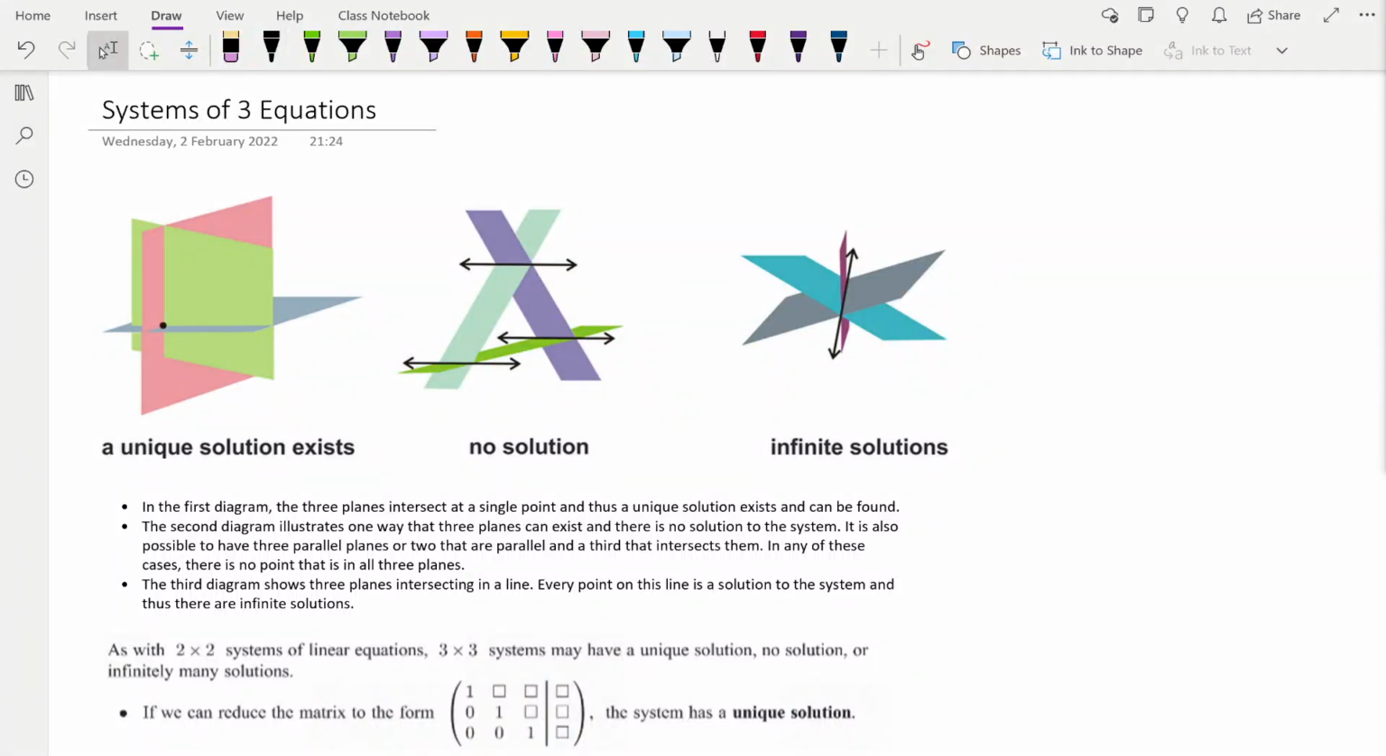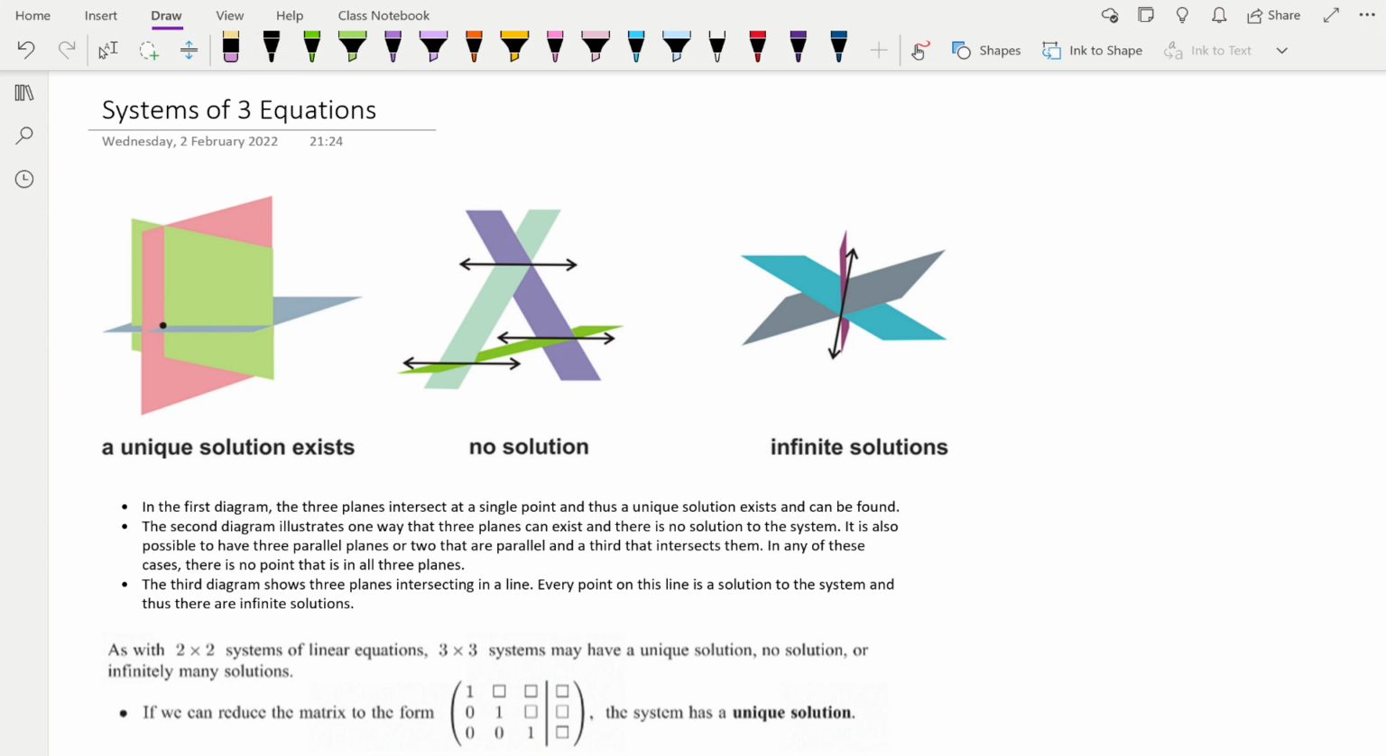So let's talk about systems of three equations. There are three possible outcomes. There is a unique solution, so all three planes cross exactly at one point, so there's one x, y, and z combination that makes it work.